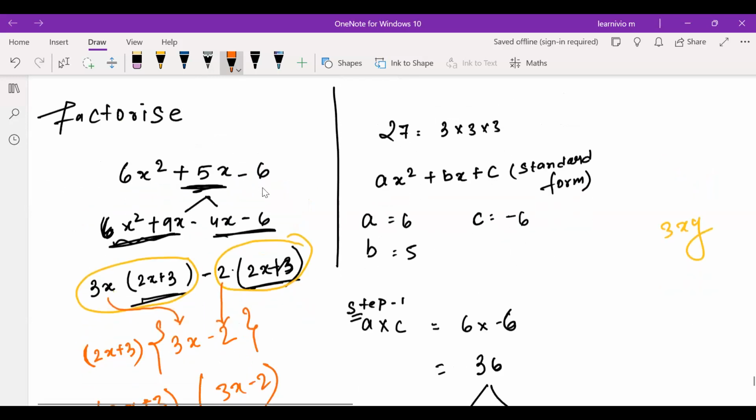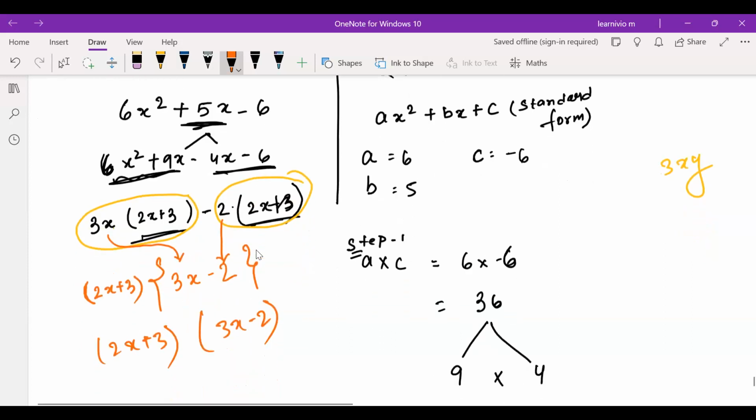Okay, 6x square plus 5x minus 6 we were having. First we did the multiplication of A and C, then we tried factorizing AC by taking two such numbers. Those two numbers, when added together or subtracted together, give us the middle term. Here we realize 9 into 4 gives the middle term. By subtracting, we have written plus 9x minus 4x carefully, because we were trying to make plus 5x. Then we took the common factor from the first two and the next two terms, and one more time we took the common factor, and this is our factorized form.